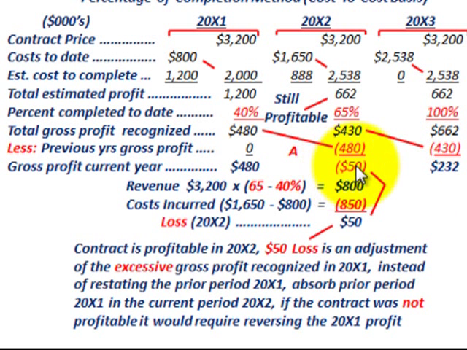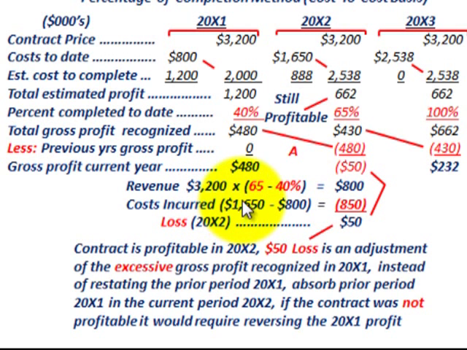So let's look at this loss here. Well, in terms of revenue minus expenses, the revenue, that was that $3,200 contract price, and for the current year in 20x2, well, we had recognized 40% earlier and 65% we calculated for the current year. So the difference here was 25% that we would have in 20x2 times our contract price, 3,200, gives us 800 on this contract, the revenue that we recognize using this percentage of completion method.